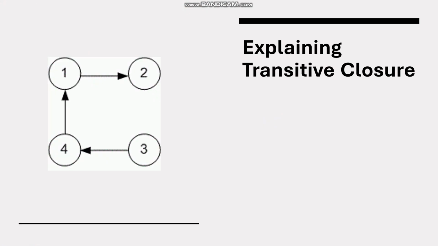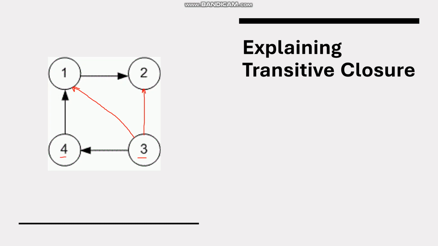We have a graph example right here. So let's start by finding the transitive closure for it. Let's start from node 3. From node 3, we have a direct connection to node 4, and from node 4 there's a direct connection to node 1. So therefore there's going to be an indirect connection between node 3 and node 1. And from node 1 there's a direct connection to node 2. Therefore there's going to be an indirect connection from node 3 to node 2.